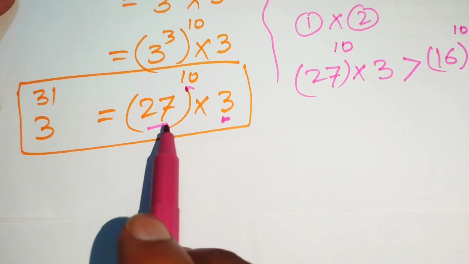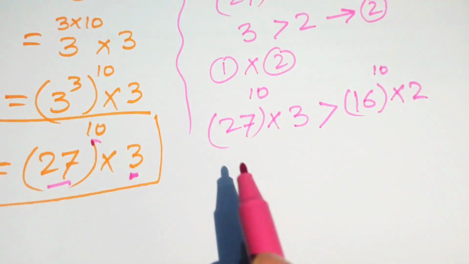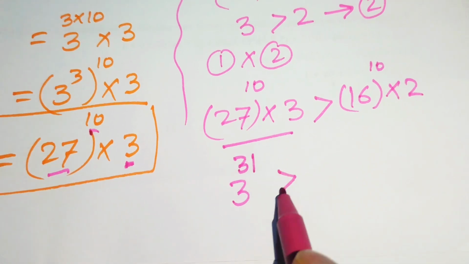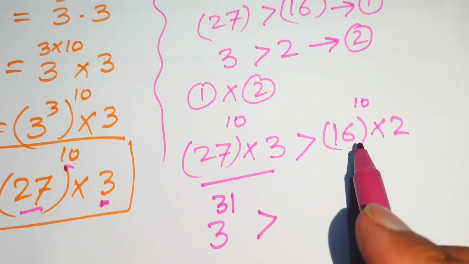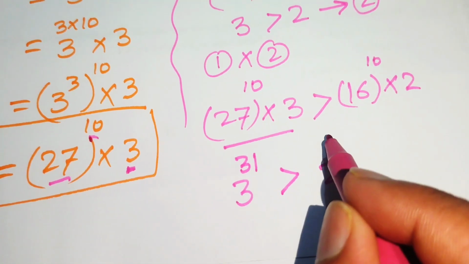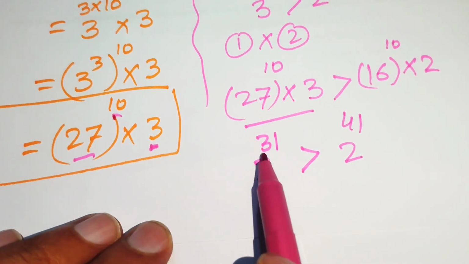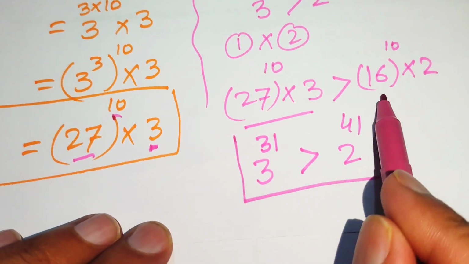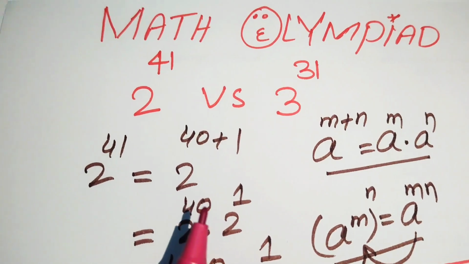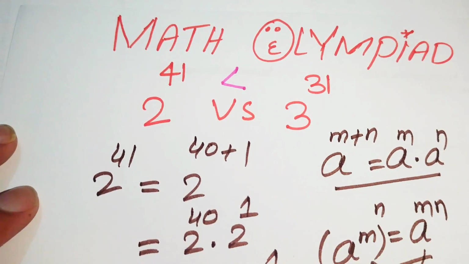Here you see that 27 to the power of 10 times 3 is equal to 3 to the power of 31. So this is equal to 3 to the power of 31, which is greater than the value of this term, which is equal to 2 to the power of 41. So this clearly says that 3 to the power of 31 is greater than 2 to the power of 41. If we write this in the question statement, 2 to the power of 41 is less than 3 to the power of 31.